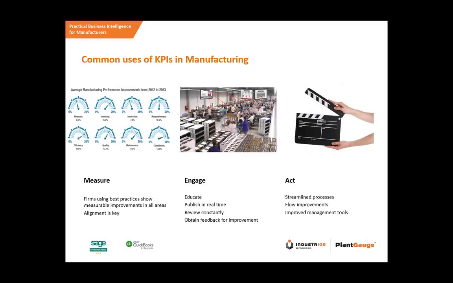The business practices that are identified in the MESA study, which are the same as the ones promoted by the Great Game, can be summarized as follows: measure, engage, and act. In measurement, it's important that metrics be selected that apply to all areas of a manufacturing firm. The illustration here on the slide that I'm projecting shows metrics being captured in 8 different areas. So there's finance, inventory, innovation, responsiveness, efficiency, quality, maintenance, and compliance.